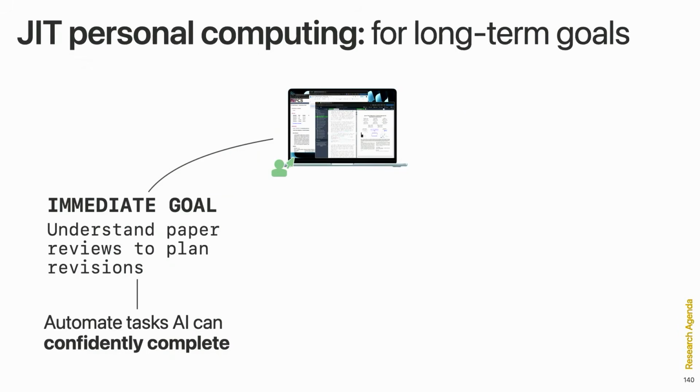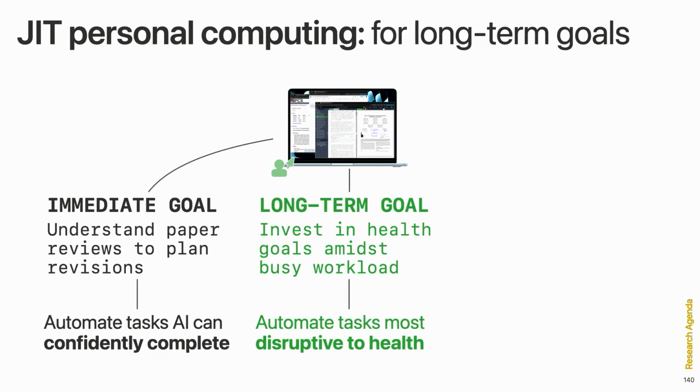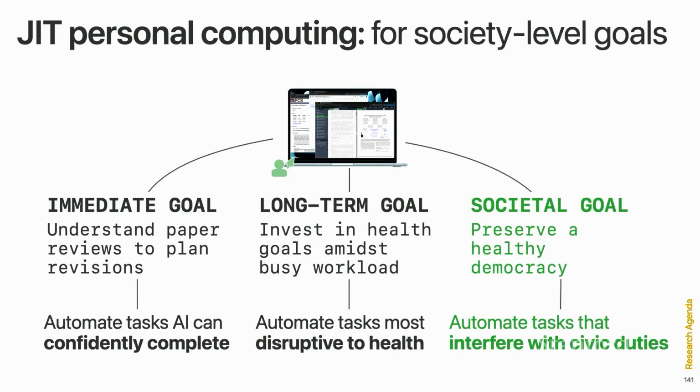Immediate goals might imply automating tasks that AI can confidently complete. But if we discern longer-term user goals over maybe months of observation, like investing in health goals amidst a busy research workload, AI might automate the tasks that are most disruptive to my health. Or drawing on societal objective functions, we might have goals like preserving a healthy democracy, and we might want AI to automate tasks that are getting in the way of my civic duties.